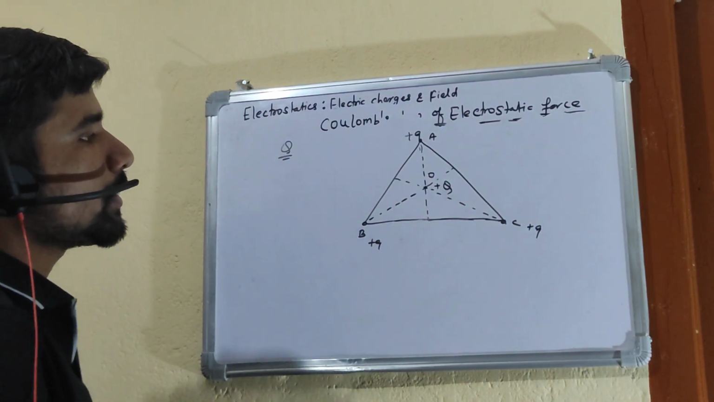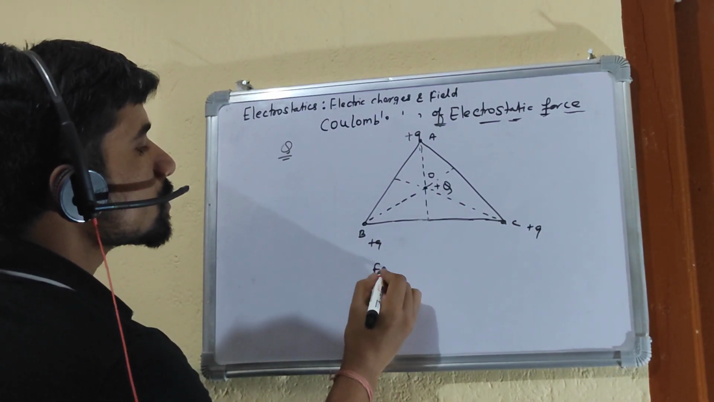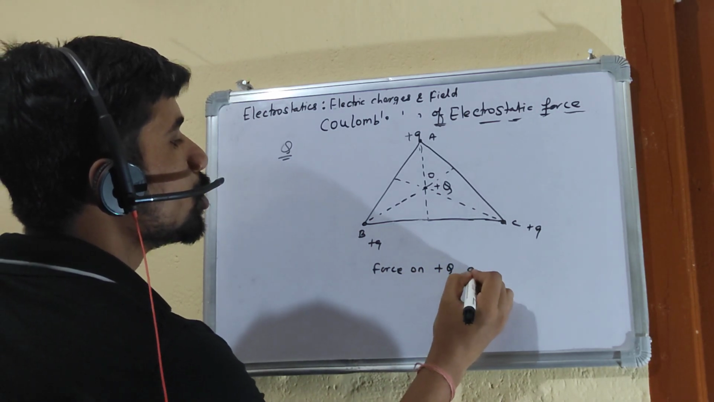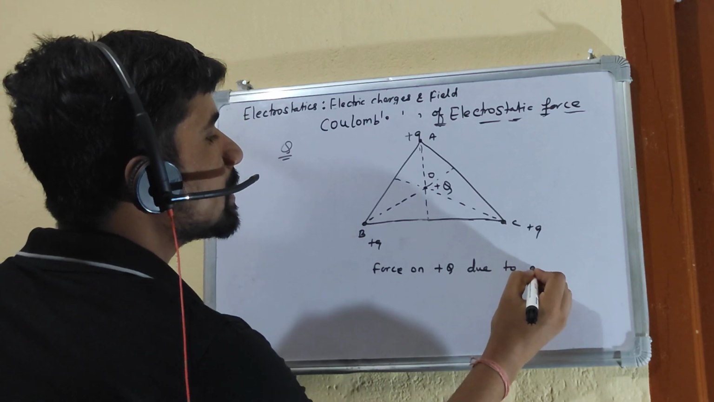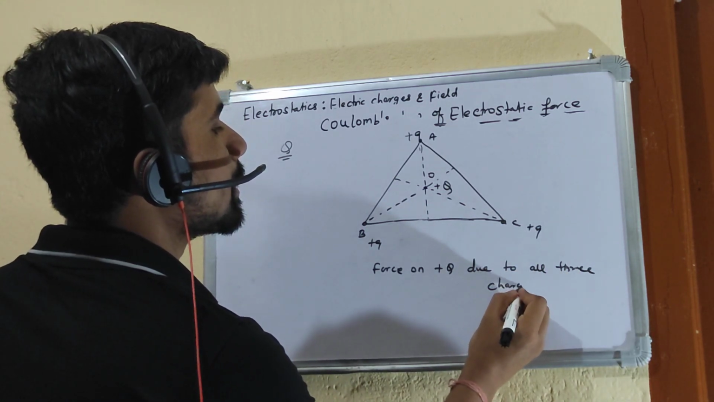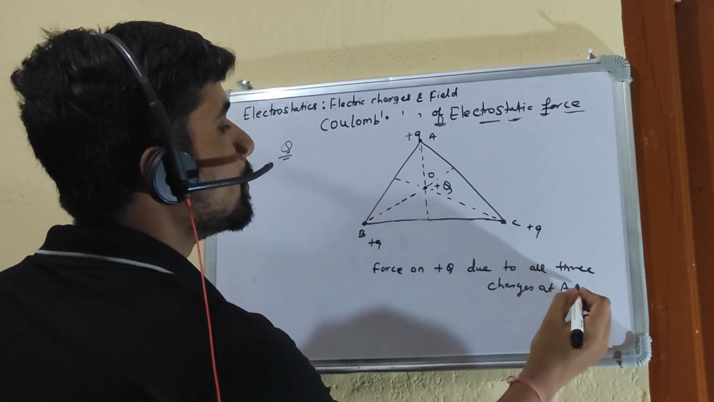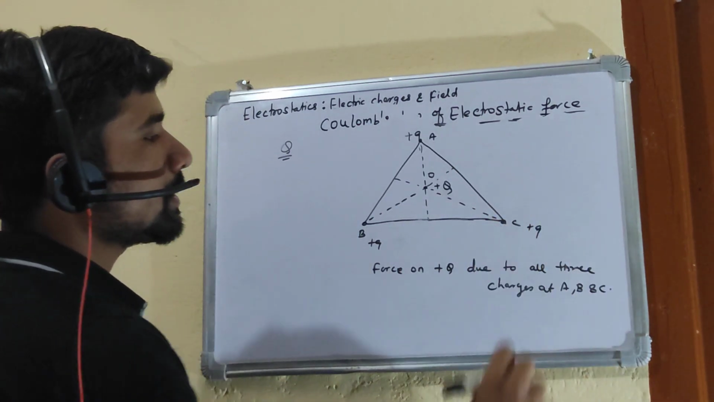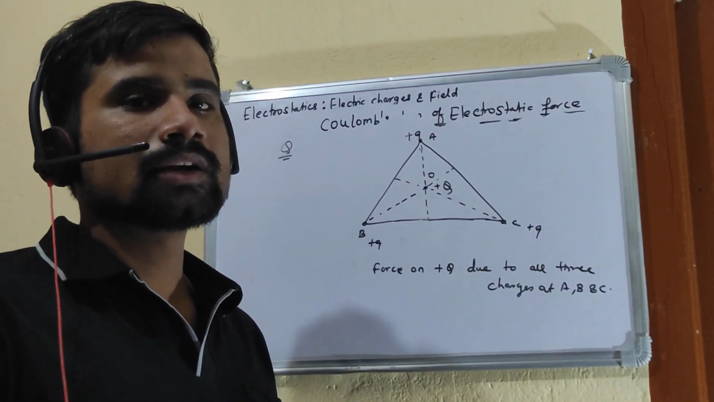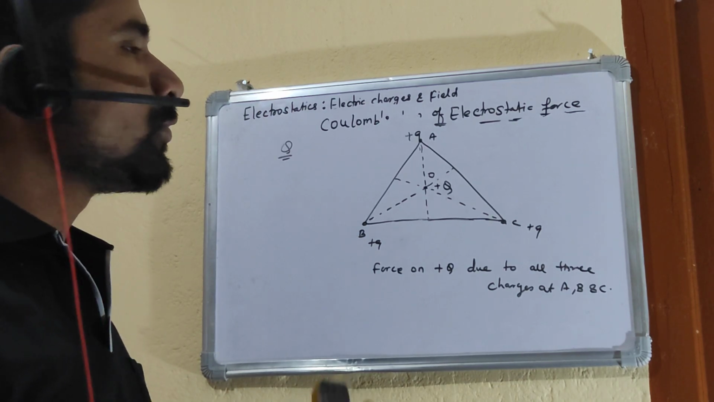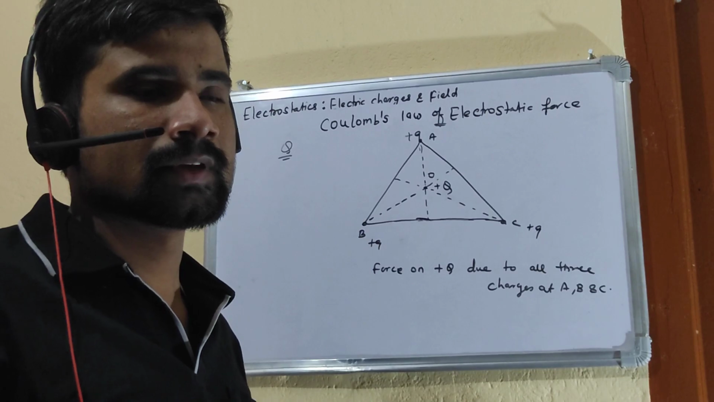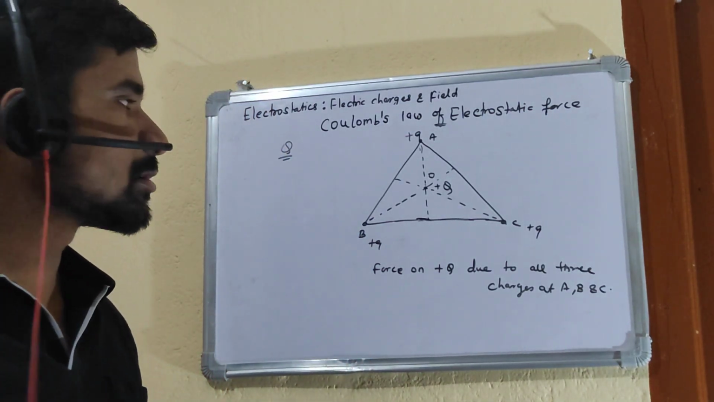Now I need to find the force on plus Q at O due to all three charges at A, B and C. So this is the question. We need to think about the direction. Then how do we start with this particular question? How do we approach this problem?